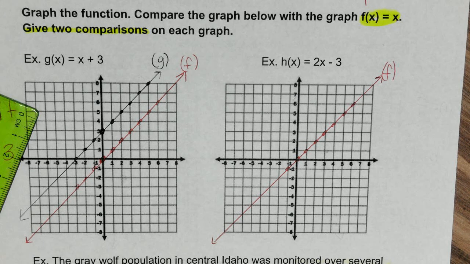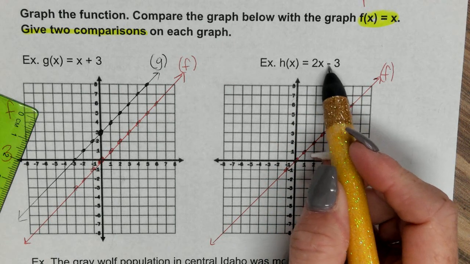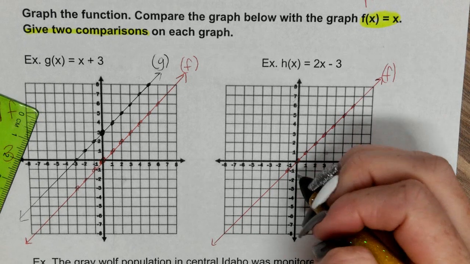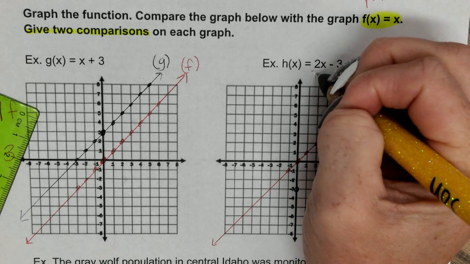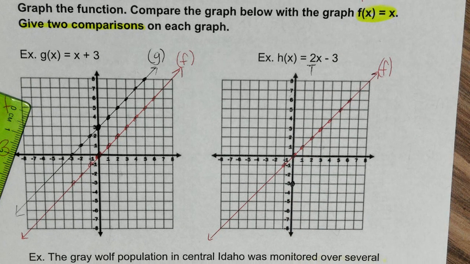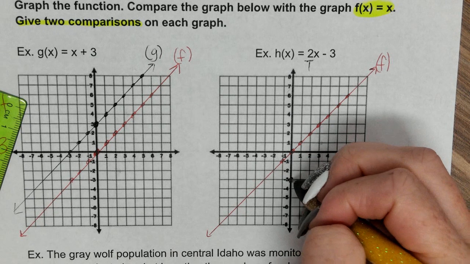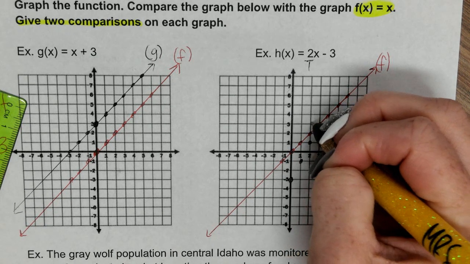Okay, now let's go graph the function h. Where's my y-intercept going to be? So I'm going to go to negative 3 and put a dot. And then my rise over run is positive 2 over 1. So I'm going to go up 2, right 1. Up 2, right 1.